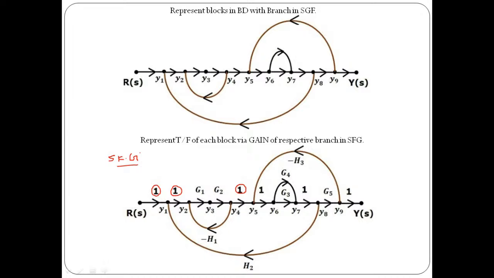I hope this point is clear to everyone. If you know this technique, then it is very easy for us to determine its transfer function. How can we determine its transfer function? By applying Mason's gain formula. That's it. So this is what the technique is, if you know how to draw the equivalent signal flow graph from the block diagram.